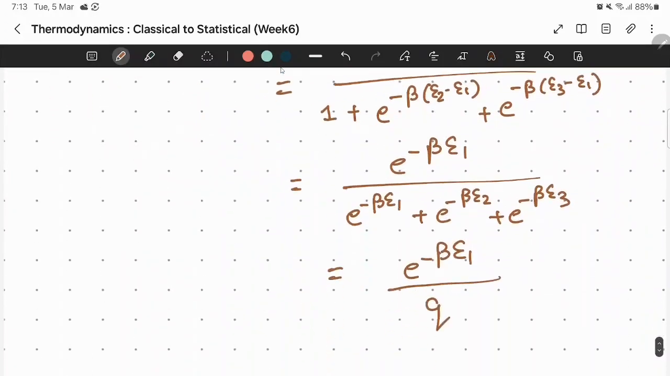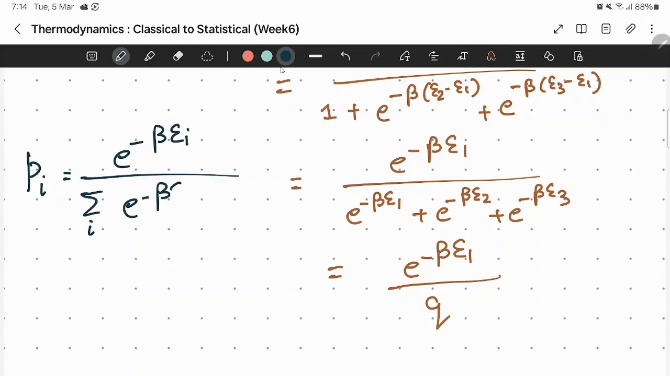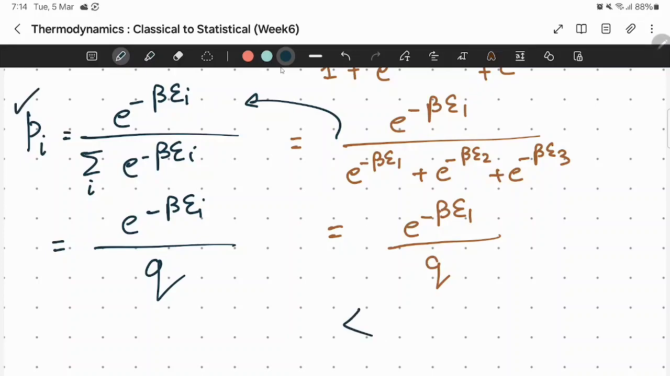So basically the general formula of probability of Ei is e to the power minus beta Ei divided by the sum over e to the power minus beta Ei, this formula. So it's nothing but e to the power minus beta Ei divided by the partition function. If you know the partition function, you can identify the probability. And if you know the probability, then you can calculate any property.